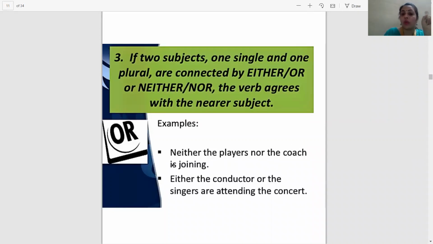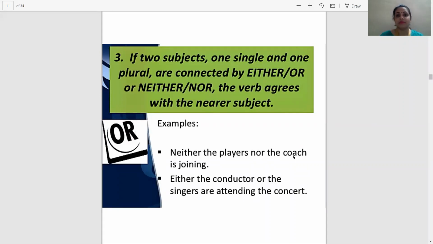When we use neither nor with it, the verb here is is, which is used for a singular subject. Why have we used is here? Because the coach is singular. The coach is one. It doesn't matter how many players there are. If it is the reverse case, neither the coach nor the players, then we would have used are joining. Clear?